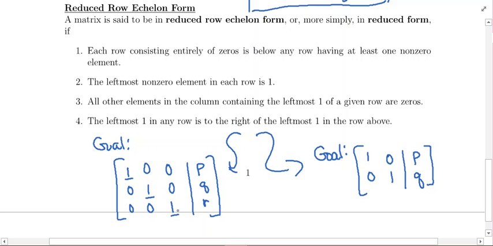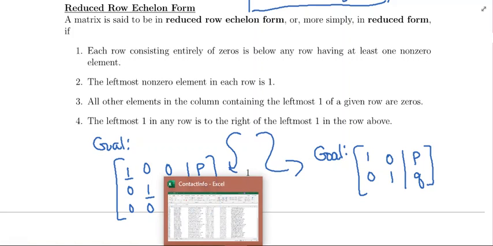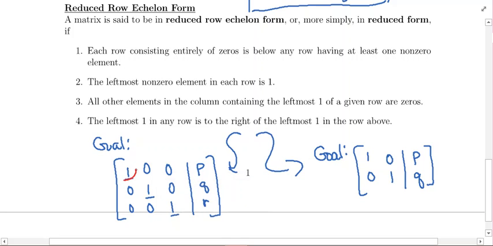Number 3: all other elements in the column containing the leftmost one of a given row are zeros, okay? They call these guys the leftmost ones. They're the leftmost non-zero element in each row. Like I said, they refer to that as a leftmost one. And it says, number 3, all other elements in their column are zeros. So that's saying you zero out above and below these ones on the principal diagonal.